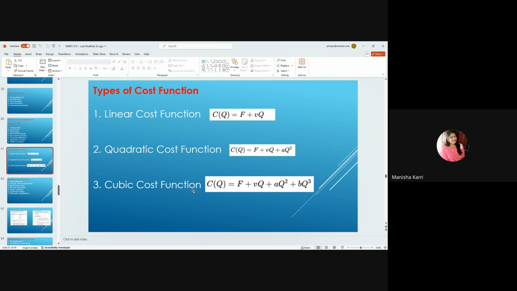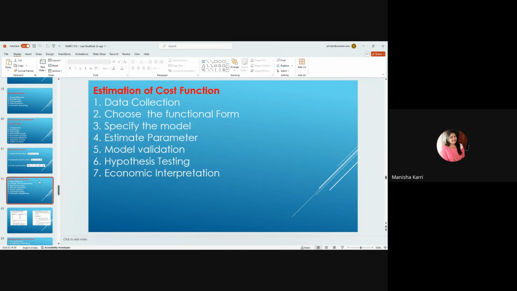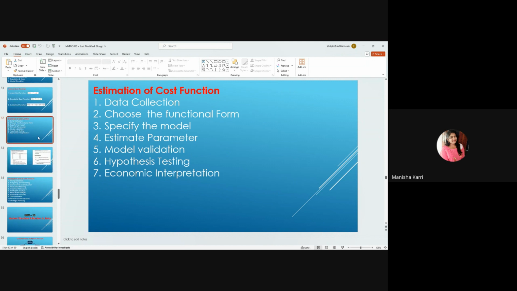Understanding the cost function and its determinants is very essential for many firms to optimize production, set competitive prices, and maximize profitability. This will be useful a lot, and it is also an important topic. Coming to another one, estimation of the cost function. Estimating a cost function involves using statistical methods to determine the relationship between a firm's total costs and its output levels, along with other influencing factors.